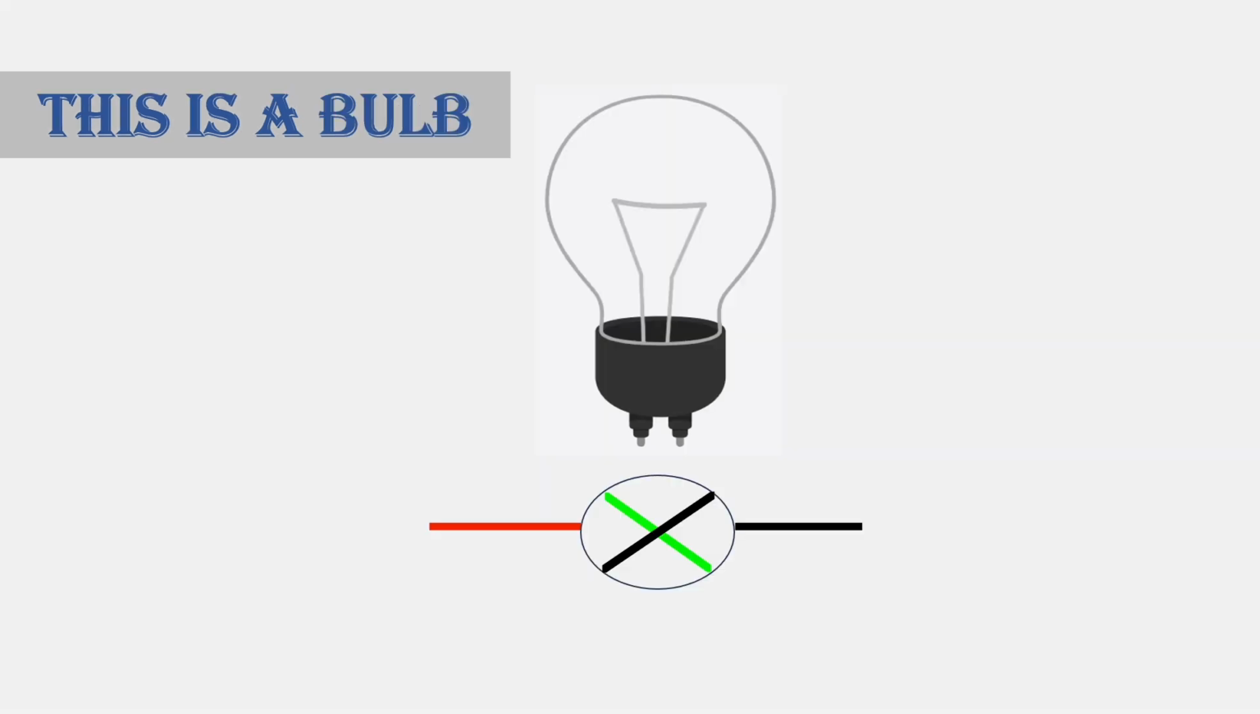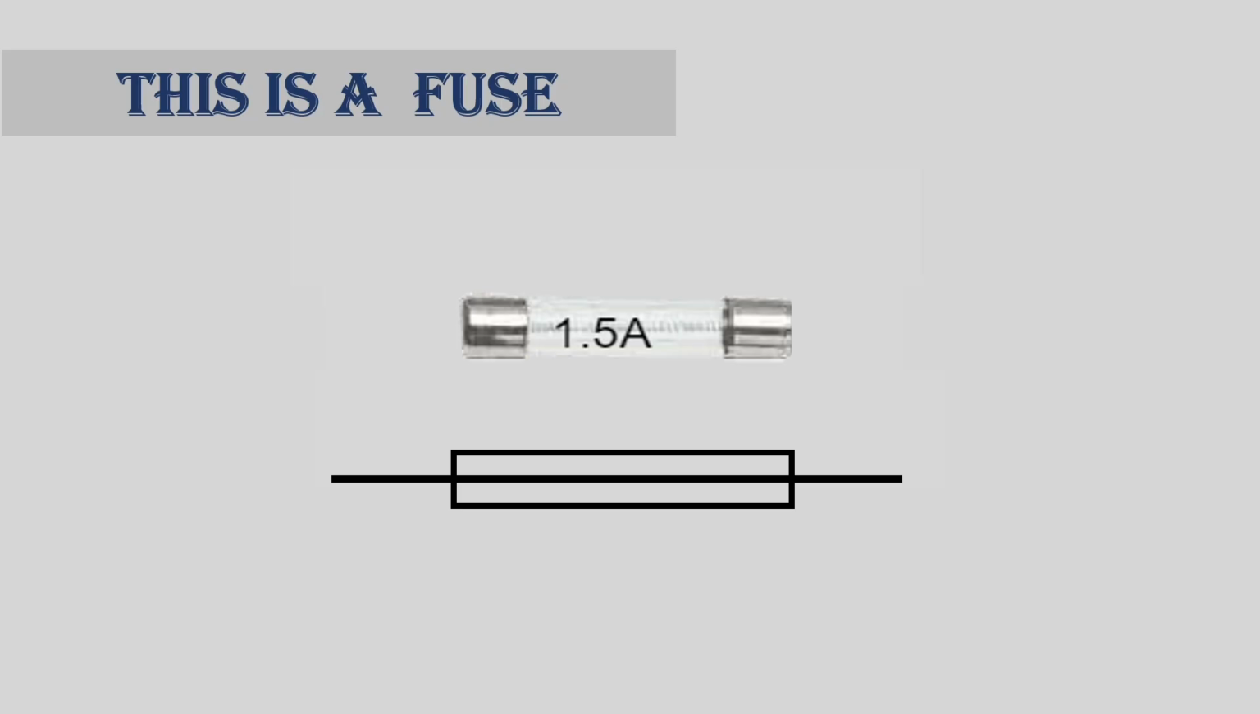This is a light bulb. Its symbol is crossed lines. This is a fuse, used to limit excessive current flow through the circuit. Its symbol is a straight line in a rectangular enclosure.